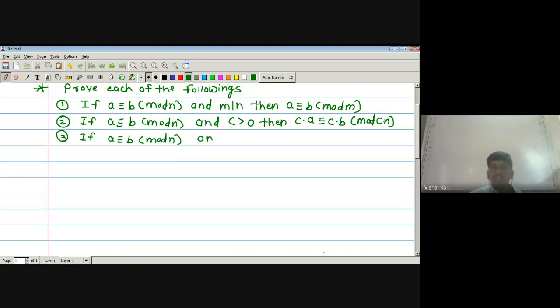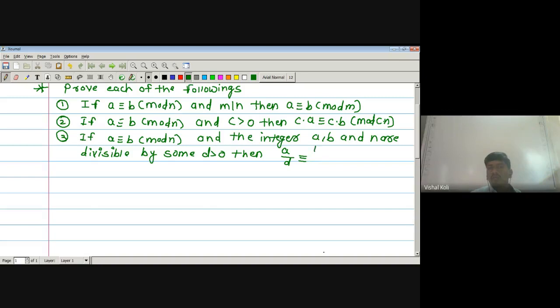and the integers A, B and n are divisible by some integer d greater than 0, then A upon D is congruent to B divided by D modulo n upon D.